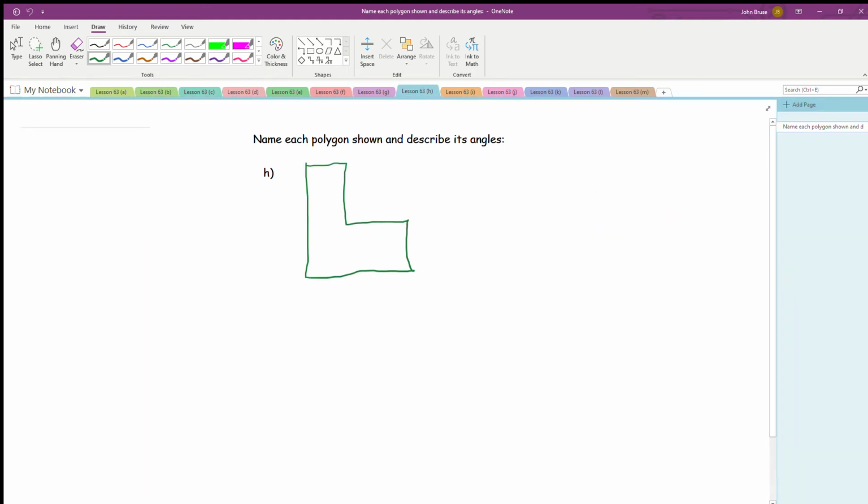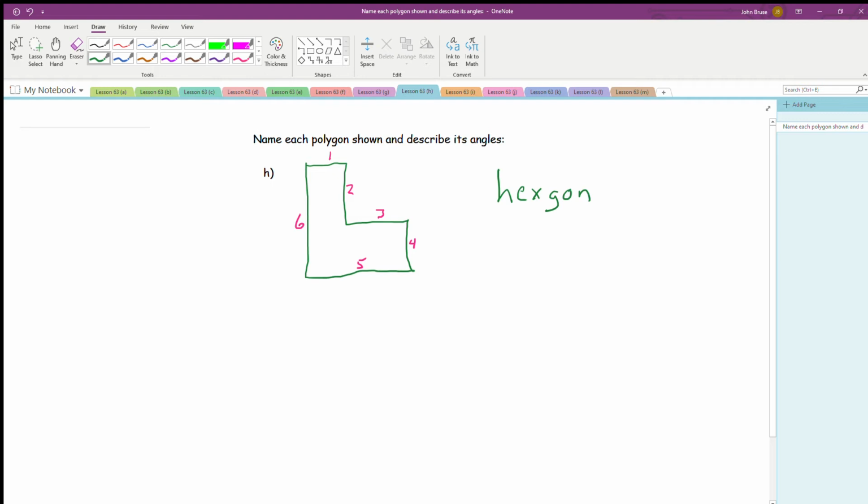This says name each polygon shown and describe its angles. Well, let's count the sides here. We've got 1, 2, 3, 4, 5, 6 sides. There's 6 sides, so that would be a hexagon. It's an irregular hexagon. All the sides aren't equal.